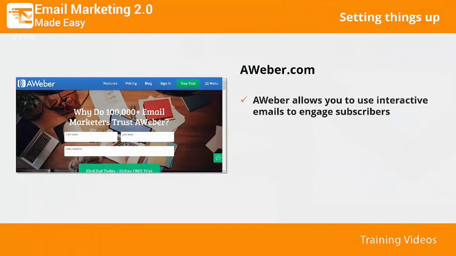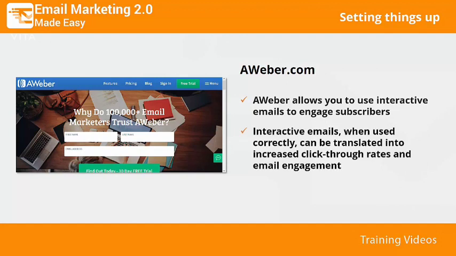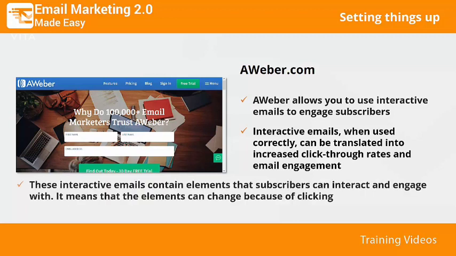Aweber.com. Aweber allows you to use interactive emails to engage subscribers. Interactive emails, when used correctly, can be translated into increased click-through rates and email engagement. These interactive emails contain elements that subscribers can interact and engage with. It means that the elements can change because of clicking.